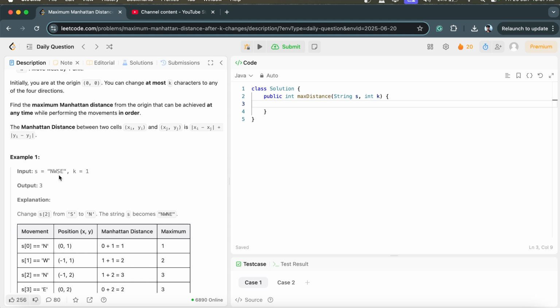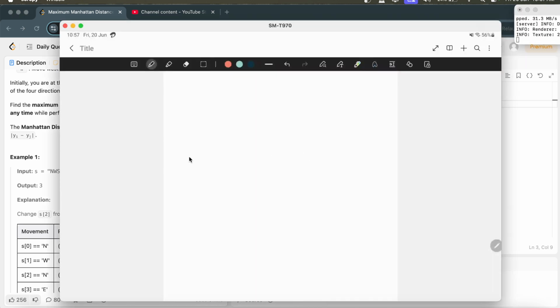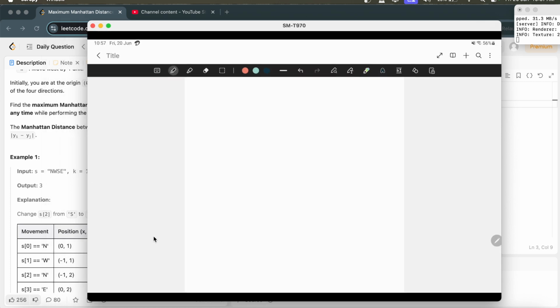So in this one, let us directly look at the screen and discuss it. Let me connect this and run the script. We'll get a script screen pop up. So the first example is north, west, south, east. Okay, this is the string that we have: north, then west, the next is south and east, and the k value is 1. So one character we can modify to any of the four directions.